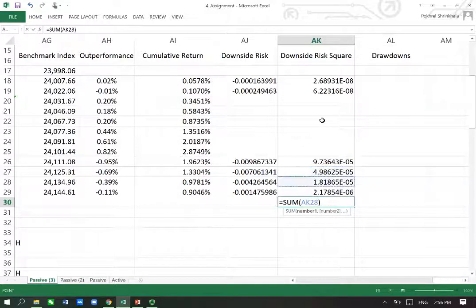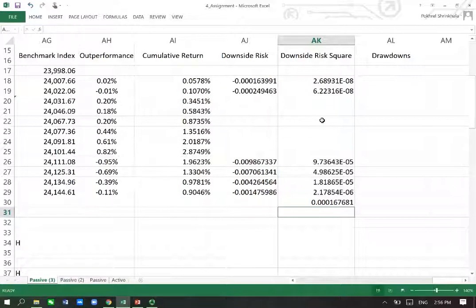So when I add them all together, I get the summation, and I know that there are 1, 2, 3, 4, 5, 6 of them. So I also know there are 6 of them. So I divide this by this number 6, and finally I need to take the square root, which is this. So my downside risk is 0.00528.